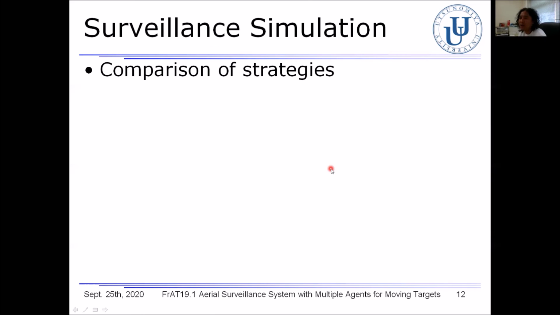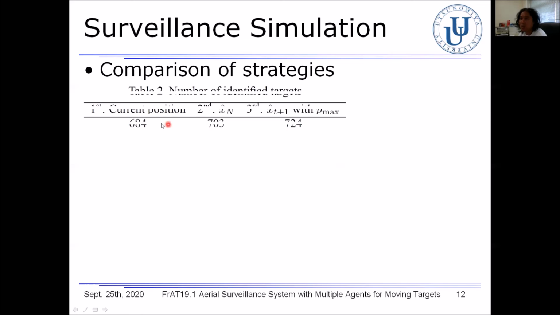So we first compare the performance based on the first, second, and third strategy. This table shows the number of identified targets. Compared to the first strategy, the searchers based on the second and third strategies identified more targets. So this result indicates the effectiveness of estimating the future positions of the target. The third strategy resulted in the best performance from the 3 strategies.